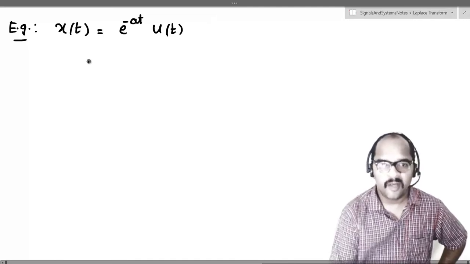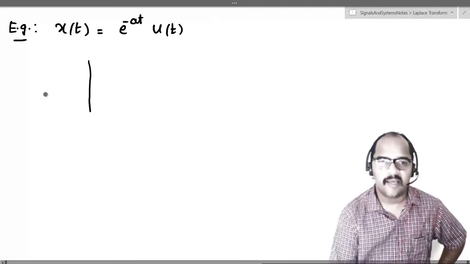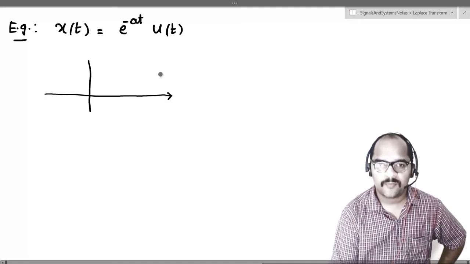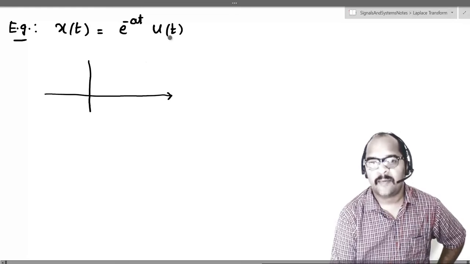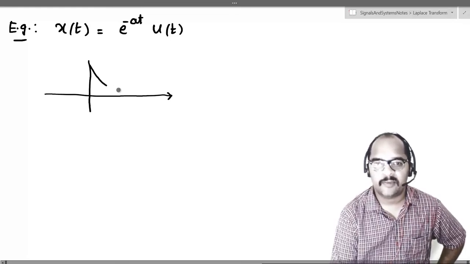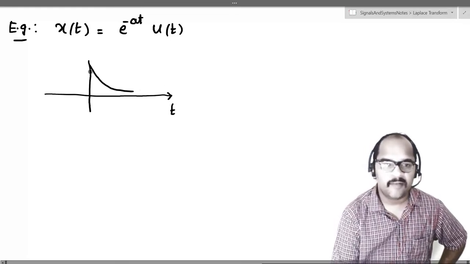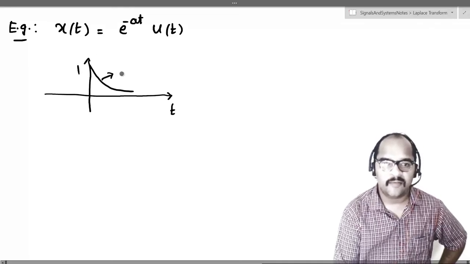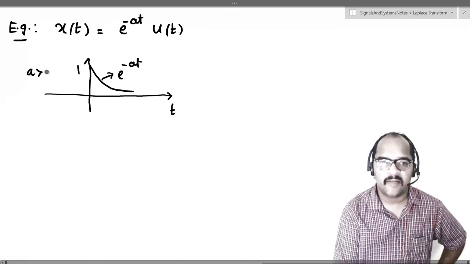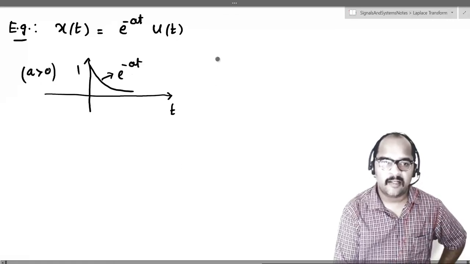So how does the plot look when a is positive here? Let's say a is positive, let's say 1, so it looks like e power minus t u of t, which is an exponentially decaying function. So this is the plot of x of t. This is e power minus at, and this is the case when a is greater than 0.